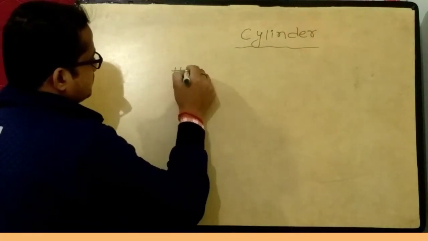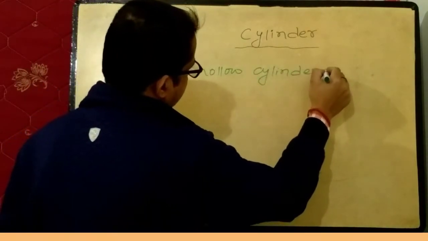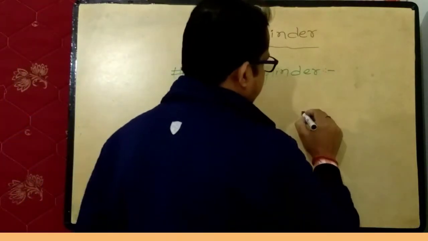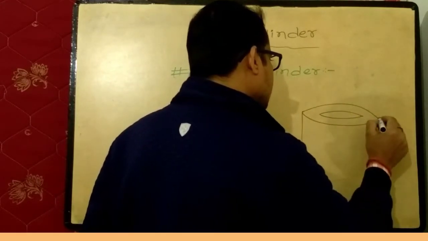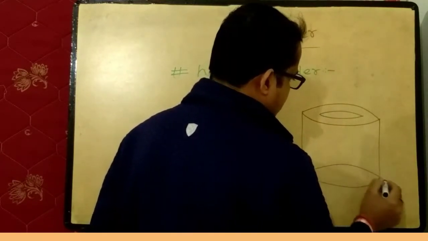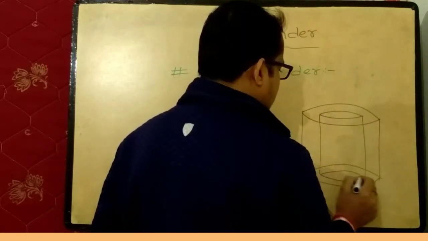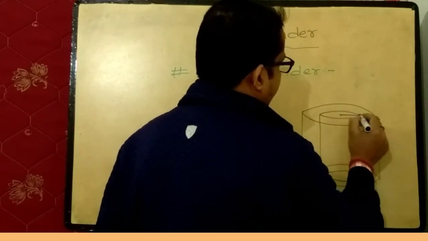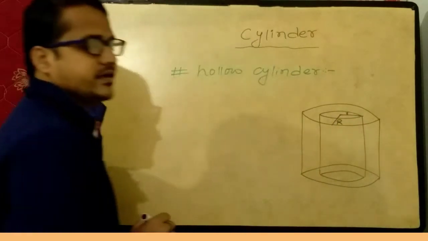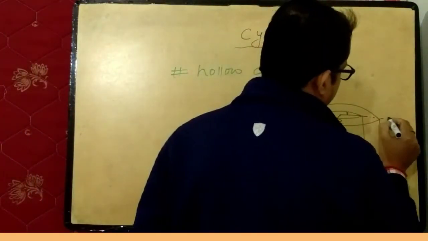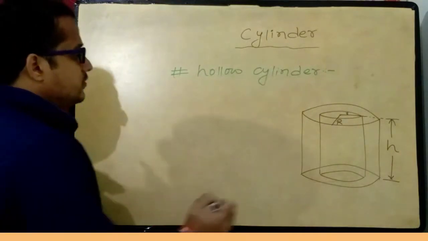This is a hollow cylinder. Suppose this is a cylinder having inner radius small r, and this is the capital radius, the outer radius, that is capital R, and this is the height of the cylinder.